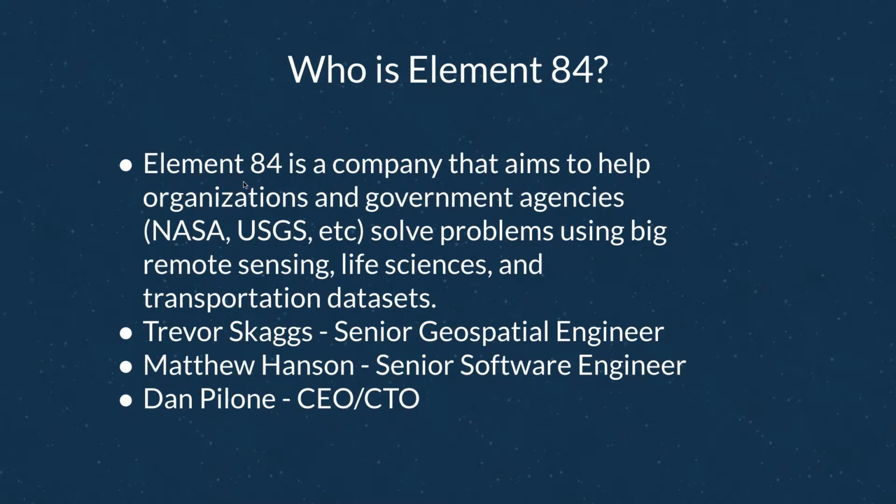So who are we? We are an organization, a company called Element 84. Our primary aim is to help organizations and government agencies, for example, NASA, USGS, etc., solve problems using big remote sensing, life sciences, and transportation datasets. As I mentioned before, my name is Trevor Skaggs. I'm a senior geospatial engineer at Element 84. On this project, I also had assistance from Matthew Hansen, who is a senior software engineer, as well as Dan Pallone, who is the CEO and CTO of Element 84.